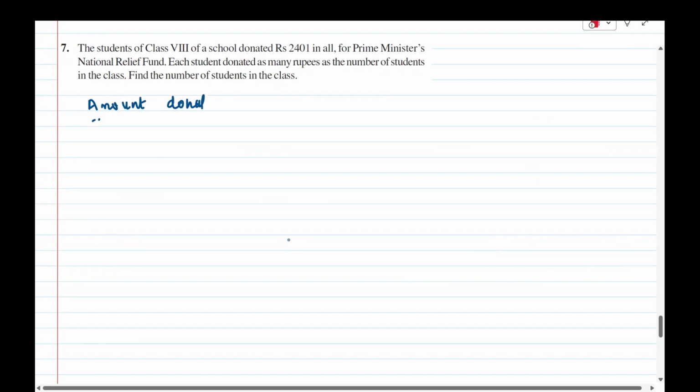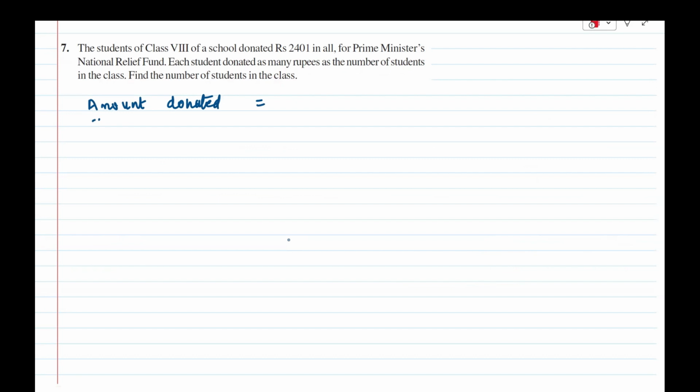Amount donated is equal to rupees 2401. I don't know how many students are there. So let the number of students be X. So if I have X students, each student will donate X rupees.